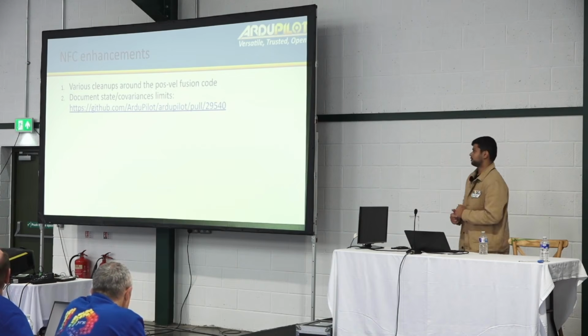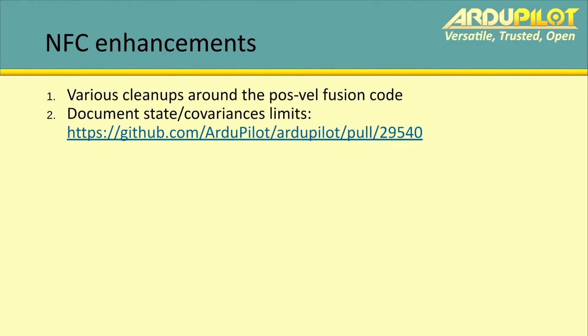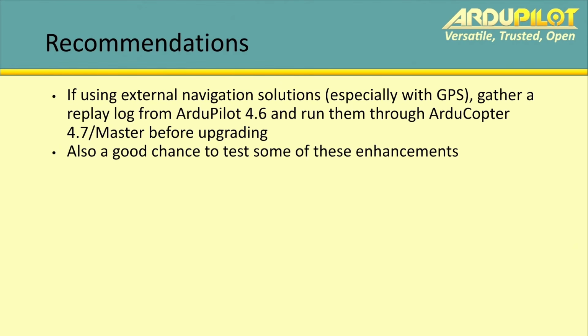And then there are some non-functional enhancements where I've tried to document and clean up the post-yaw fusion code and some other documentation enhancements, so that hopefully the EKF code, at least the parts that I'm working on, is more readable. And finally, some recommendations. If you're using an external navigation solution, especially with a GPS, I would recommend that before you upgrade to master, maybe just grab a replay log from 4.6 and pass it through 4.7.